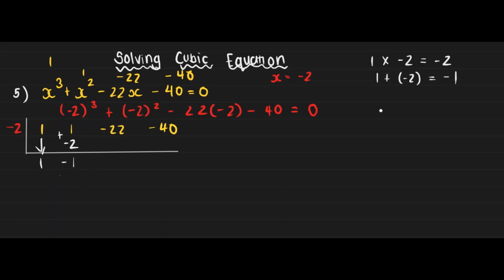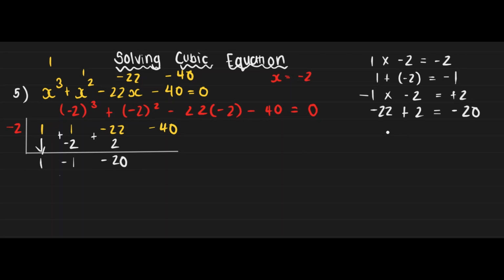Repeat the process. You're going to say what? Negative 1 multiplied by negative 2, which is going to give you a positive 2. So the positive 2, you're going to write it here. Then you're going to add the 2 together. If you say negative 22 plus 2, what do we get? We're going to get a negative 20. So the negative 20 is going to come here.